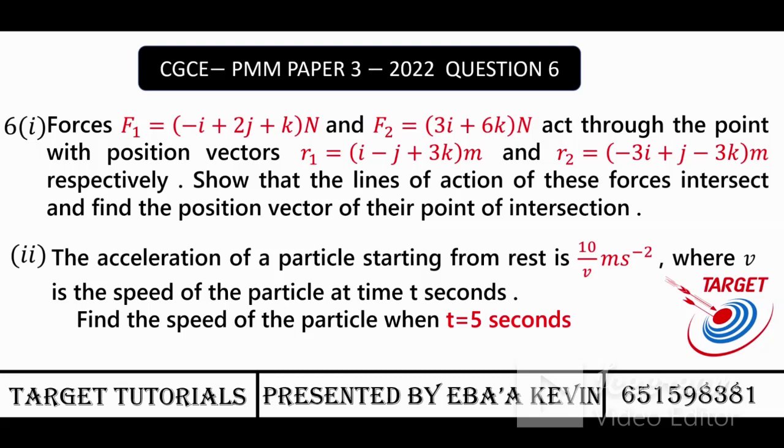Question 6 Roman 2 reads: the acceleration of a particle starting from rest is 10 divided by v meters per second squared, where v is the speed of the particle at time t seconds. Find the speed of the particle when t equals 5 seconds.